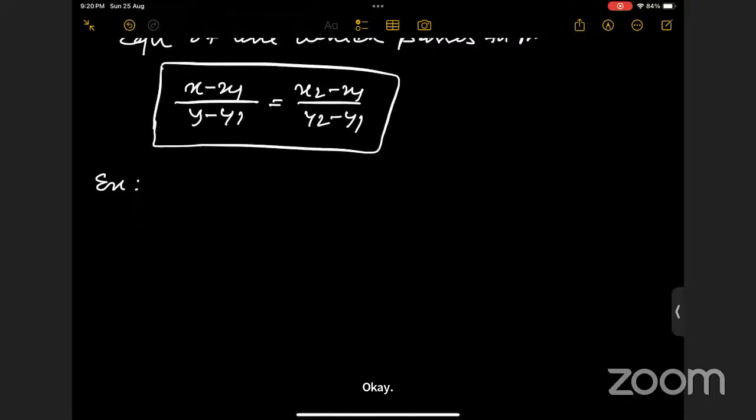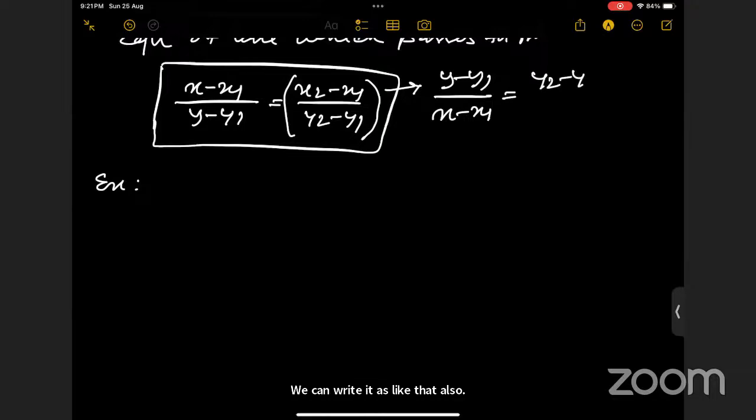(y2 minus y1) divided by (x2 minus x1) is the slope, right? Yeah, this is the slope. We can write this or the reciprocal of this, we can write it like that also, right? y2 minus y1, x2 minus x1. We can rearrange it, no problem. So this is the slope.